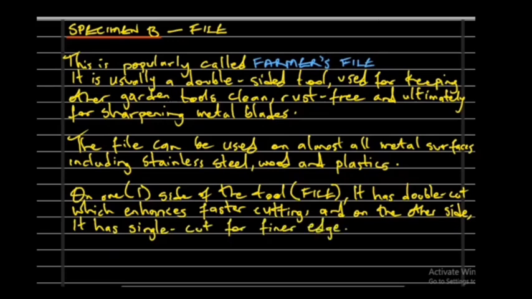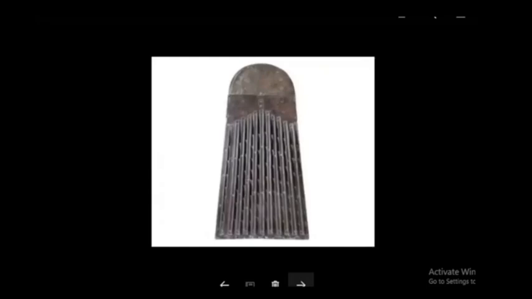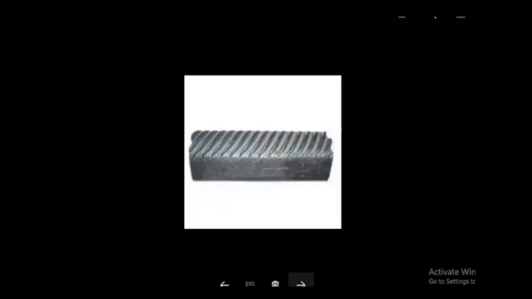So let us look at what we are talking about. This is an example of the file. We can see what the file looks like. Some of us might have come across it. So it is used in sharpening instruments. You can see. So this is another one here. So there are different types. You can see them. So all of these are examples of the file.